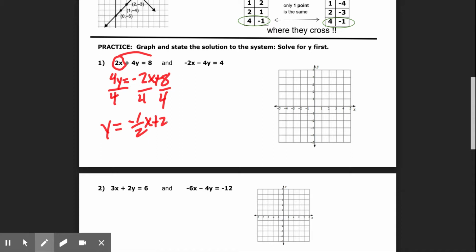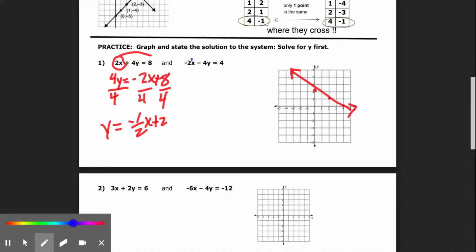So we begin at 2, and then the slope is down 1, right 2. Down 1, right 2. So we're going to draw that line there. Kind of a crooked line. And then we're going to do the same thing.